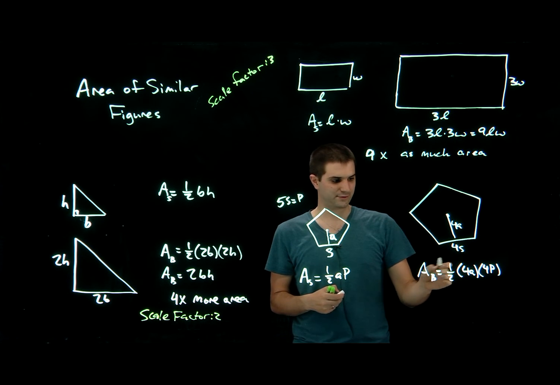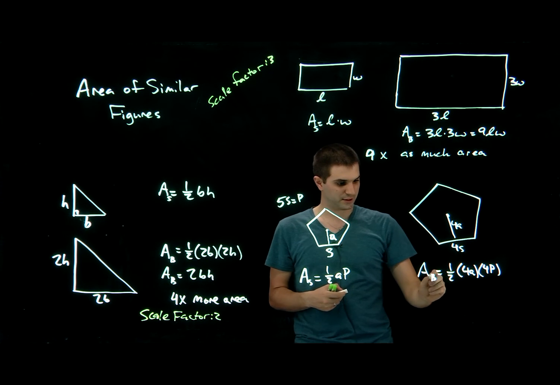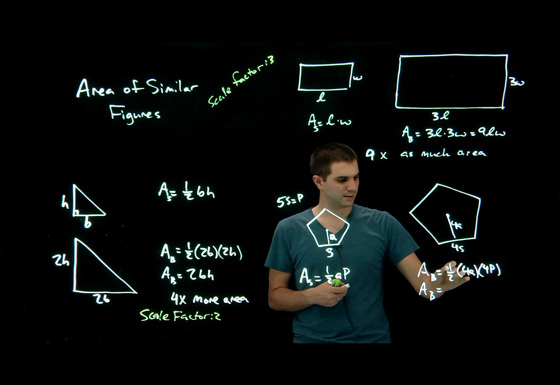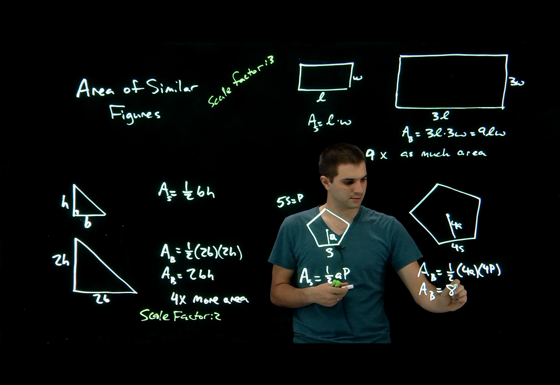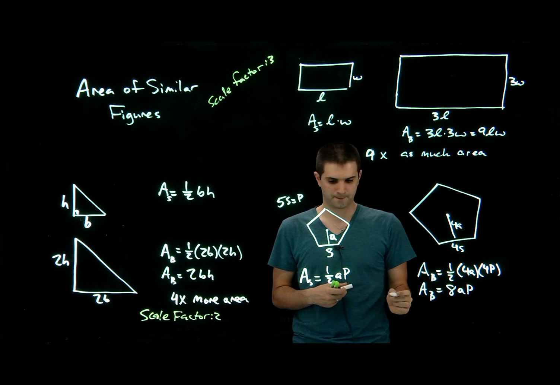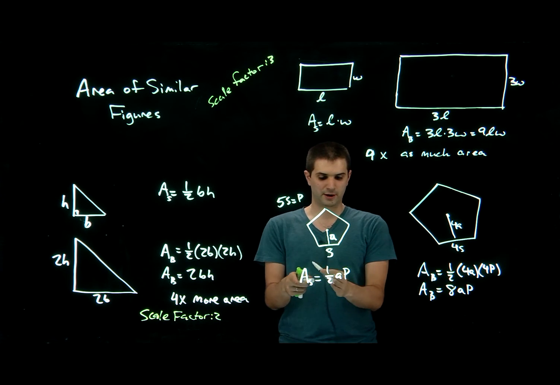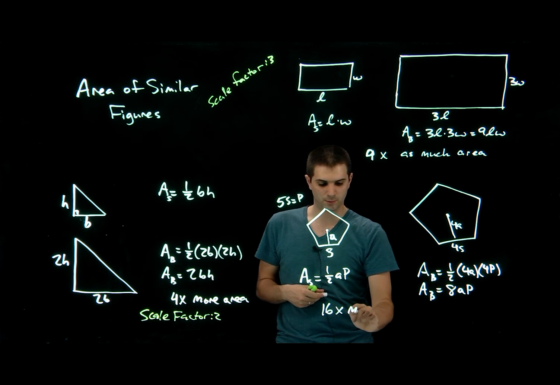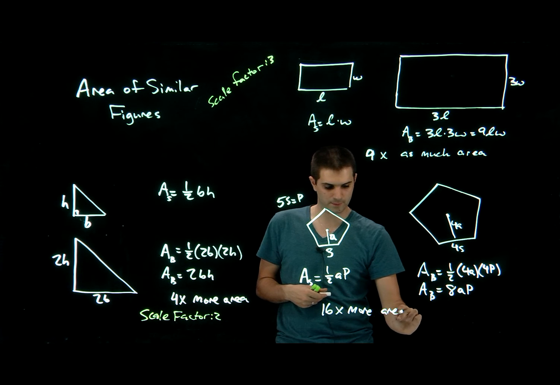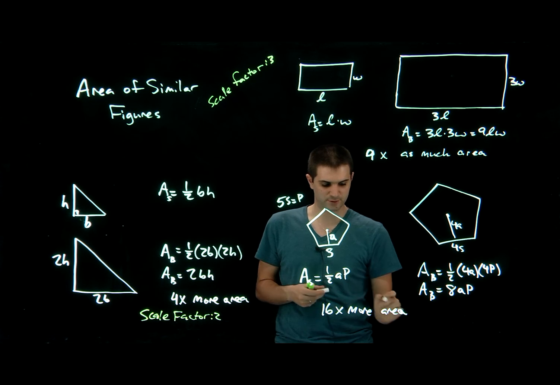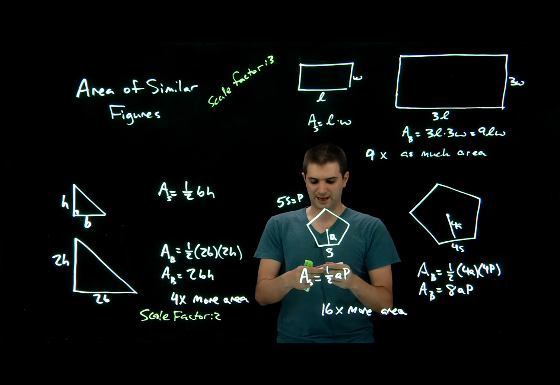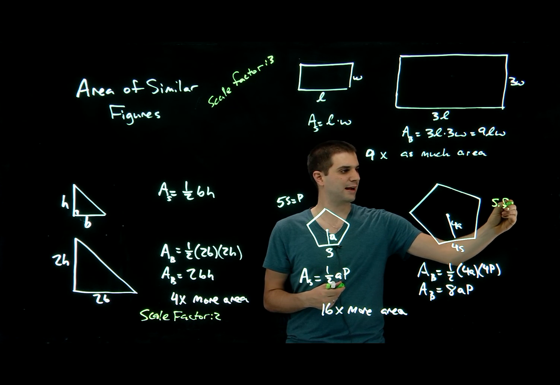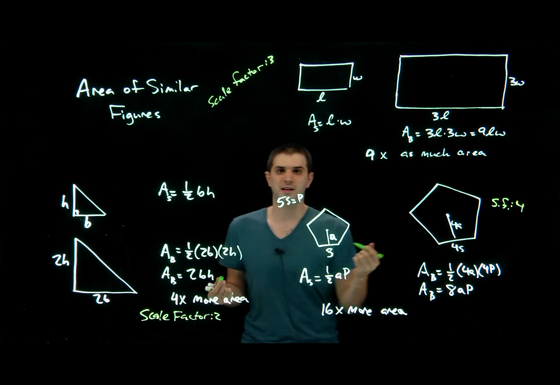So 1/2 AP. The area of the big guy is going to equal, and that looks like 16. 16 divided by 2 is 8 AP. So what's the difference here? Again, from the area of the small to the area of the big, this appears to be 16 times more area. 16 times more area. Notice again that the scale factor here, let me write down the scale factor. Scale factor was 4. Do you see any pattern?